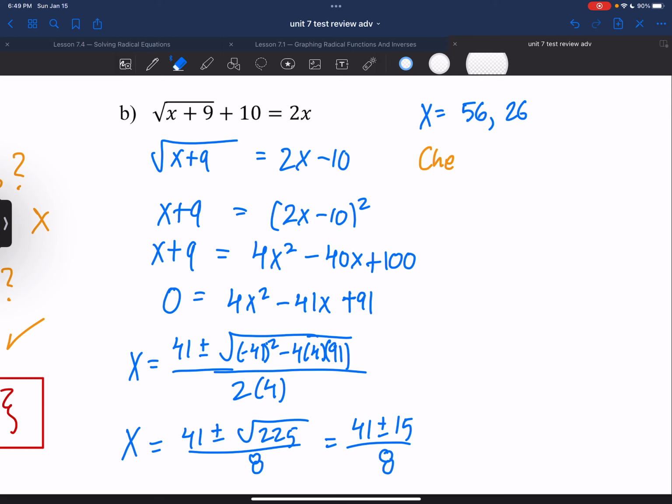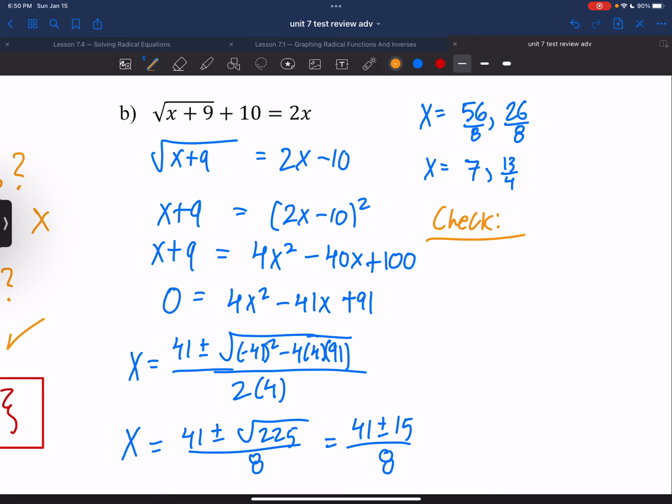Oh, shoot. That stuff's divided by 8, isn't it? That stuff is divided by 8. 56 over 8, 26 over 8. Now, 56 over 8, that's just 7, isn't it? And 26 over 8, that's 13 over 4. So we have to check for extraneous solutions.